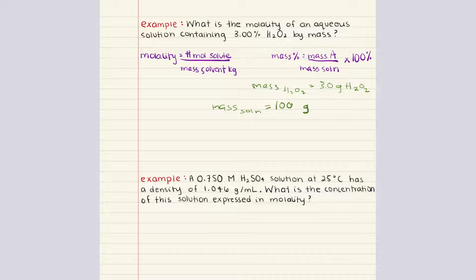Therefore, 3 grams divided by 100 grams multiplied by 100% gives us 3%. And that aligns with the problem saying that we have 3% hydrogen peroxide by mass. Now, if we know the mass of hydrogen peroxide and we know the mass of the solution, we can go ahead and determine the mass of the solvent.